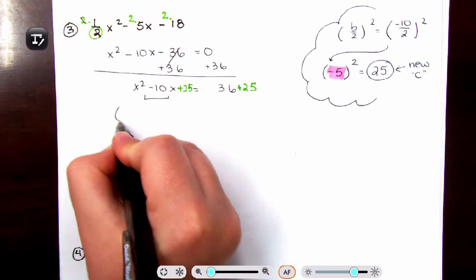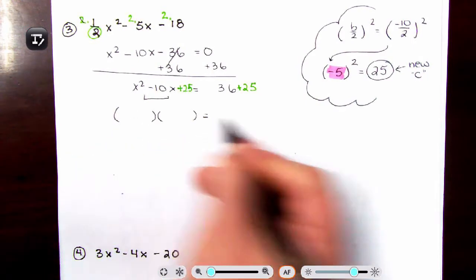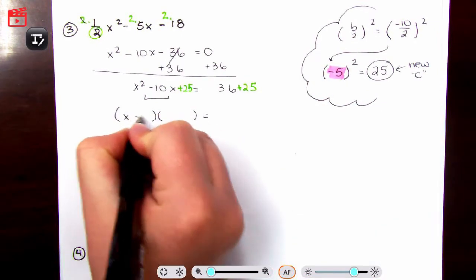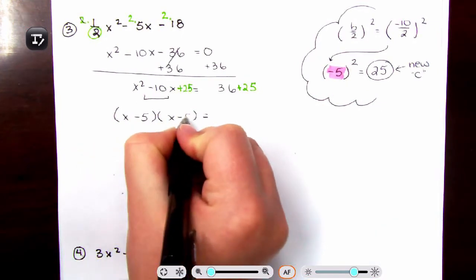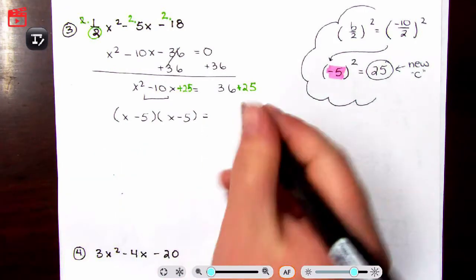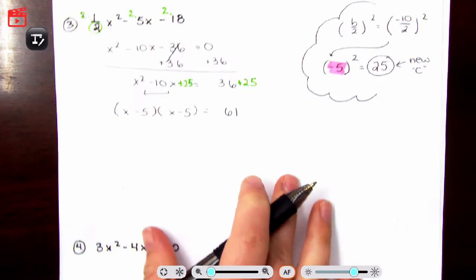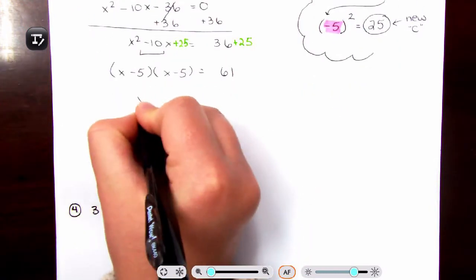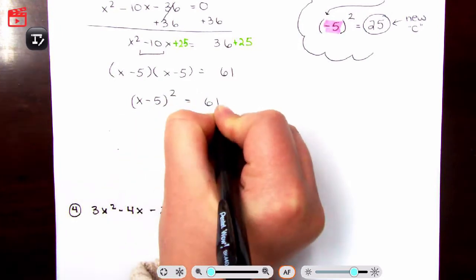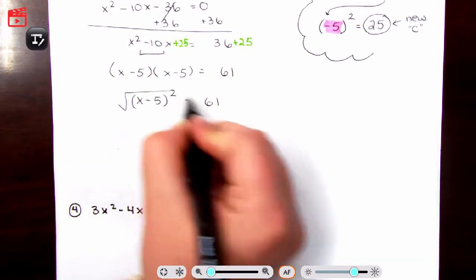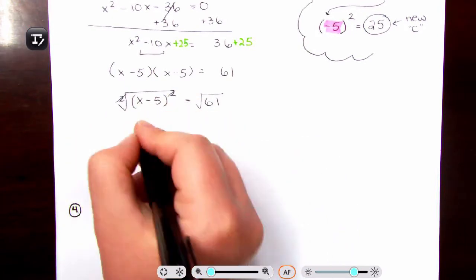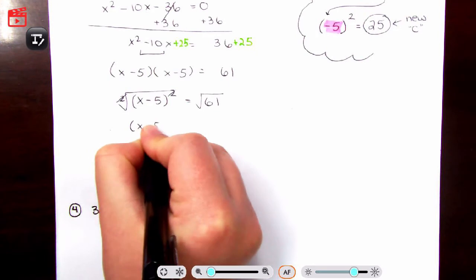Immediately here, I can jump into my factors because I know what that factor is going to be, because I know what b divided by 2 is, which is negative 5. So x minus 5, x minus 5. Here, 36 plus 25 gives me 61. This one here, rewrite it as factor squared equal to 61. You're going to square root both sides. Remember, the index and the exponent of 2, they undo each other, so you have x minus 5 left over.